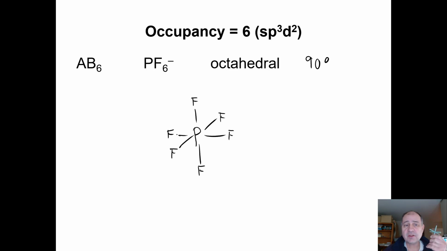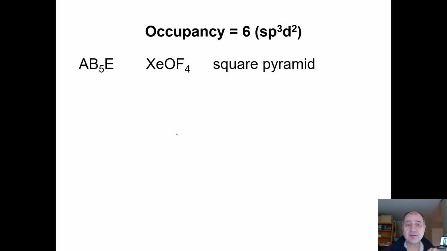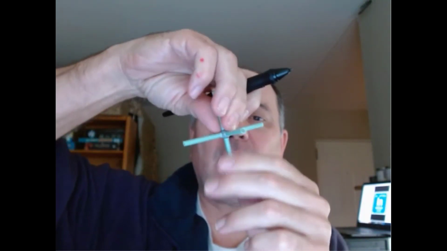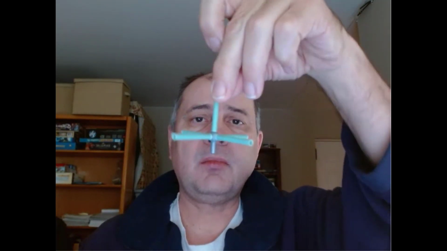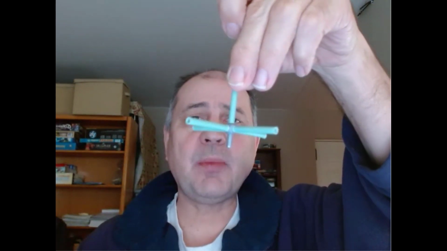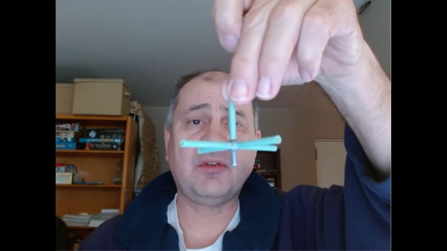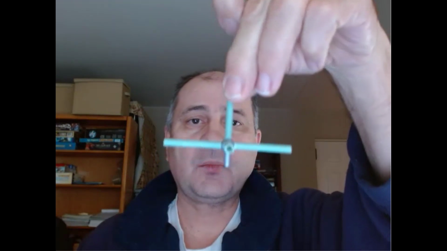So then obviously if I go to AB5E, we still have an octahedron, and it doesn't matter which one I remove, they're all the same. So that makes the square pyramid. You've got a square base, and instead of a trigonal pyramid, we have a square base. Okay, pretty easy to visualize.